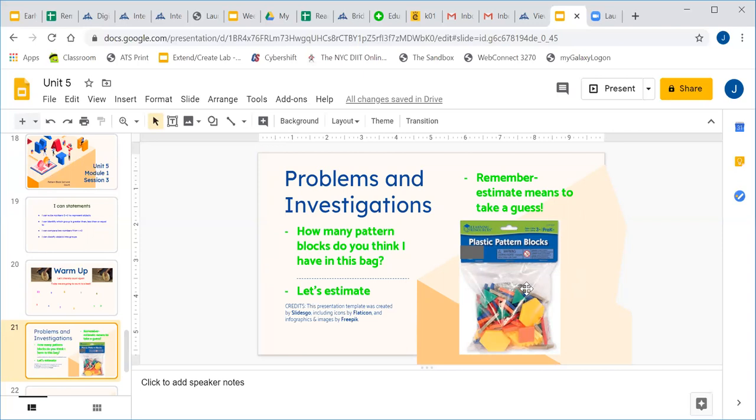I'm not going to tell you, but I want you to take an estimate. I want you to take a guess. I'm going to take a guess, and I'm going to give my estimate of, that looks like there's 54 pattern blocks in there. I think there's 54, but I'm not sure. I'm just making an estimate.